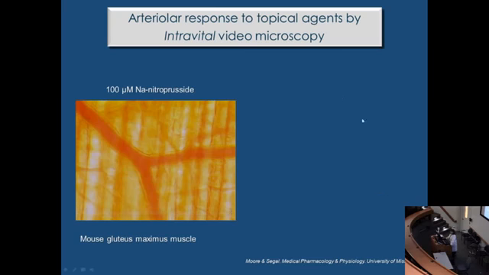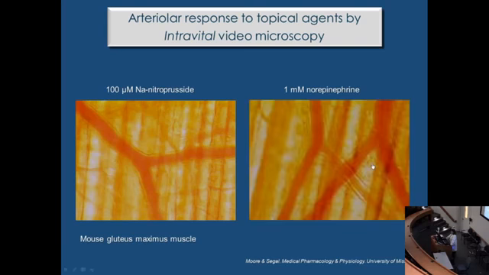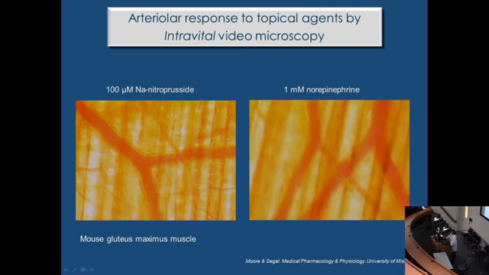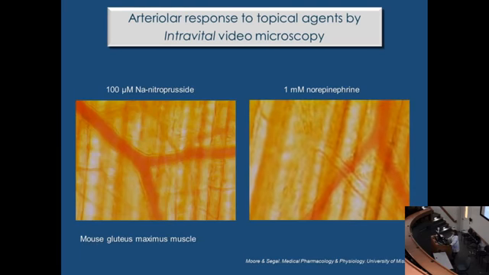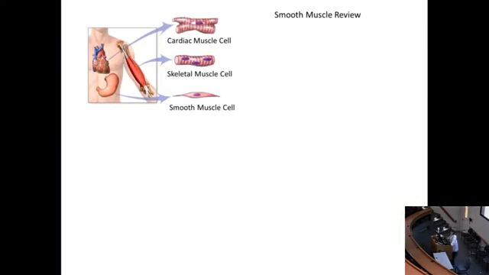So now let's see what will happen if we challenge the same smooth muscle cells, but now with norepinephrine. What do you think is going to happen? Relaxation or contraction? Contraction. Let's see. What? This is amazing. So you witnessed in vivo the pharmacomechanical coupling. Okay?